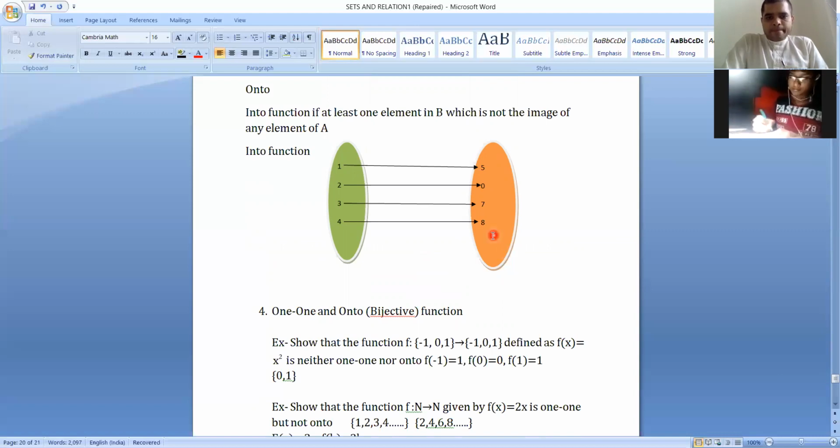Now if I add 9 here, you see, is this function one-one? Yes, it is one-one. Is this function onto? No, not onto.